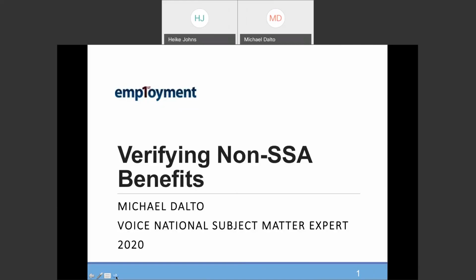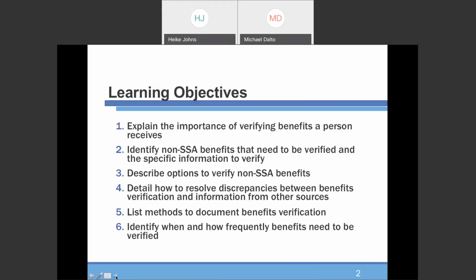Welcome to a webinar on verifying non-Social Security benefits. There are 6 learning objectives for this webinar. First, to understand the importance of verifying all benefits a person receives. Second, to identify some non-Social Security benefits that need to be verified and the specific information you need to verify.